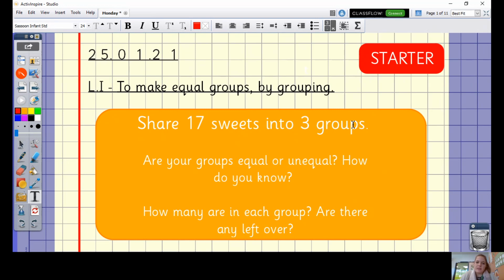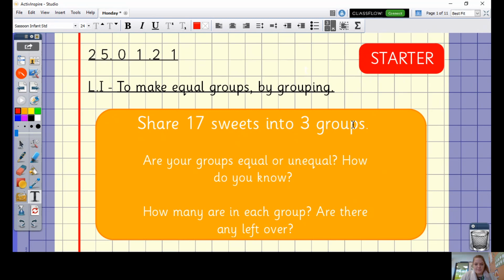Just before we do that, we're going to have a little go at a sharing starter to warm us up. I want you to share 17 sweets into 3 groups. As I said before, it doesn't matter if you don't have sweets at home. You can represent those 17 sweets using any objects you have in your home. Try to share them equally into 3 groups. Once you've done that, are your groups equal or unequal? How do you know? How many are there in each group? Maybe you might have some left over.